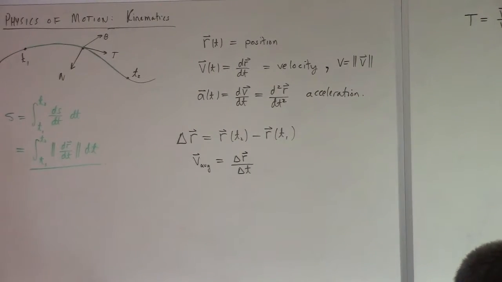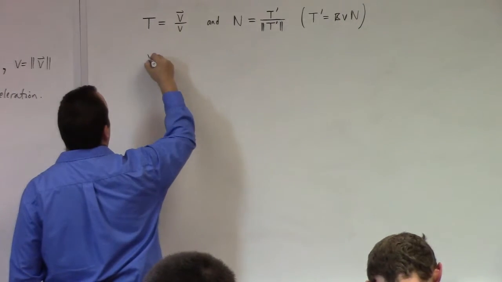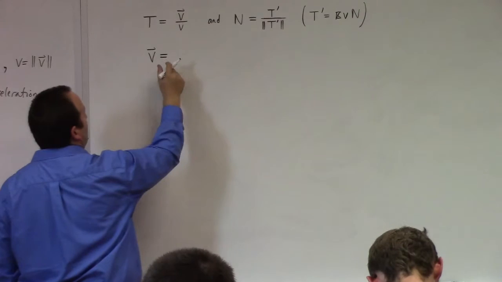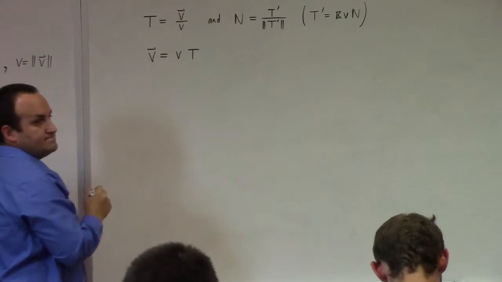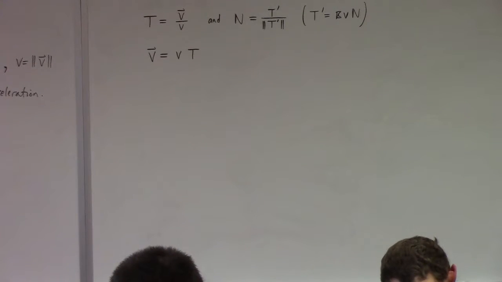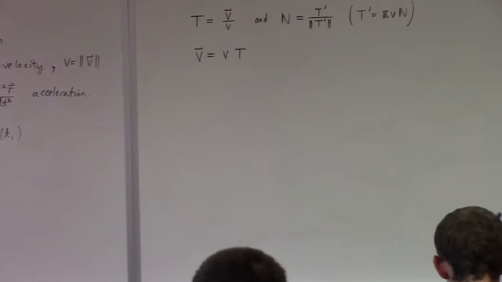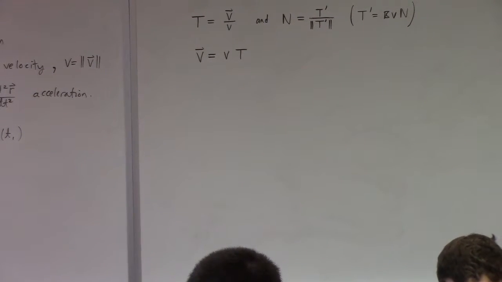All right, so let's see here. I can write the velocity as what? The speed times the unit tangent, right? So what I'm trying to do right now, guys, is to discover with you the relation between the Frenet normal, the Frenet tangent, and the acceleration. We want to discover how to break the acceleration into its tangential and its normal components.